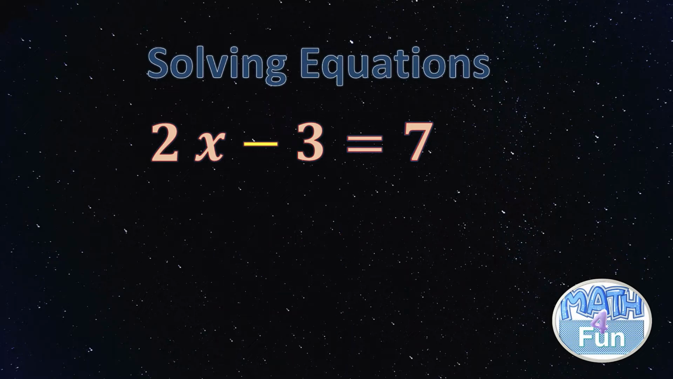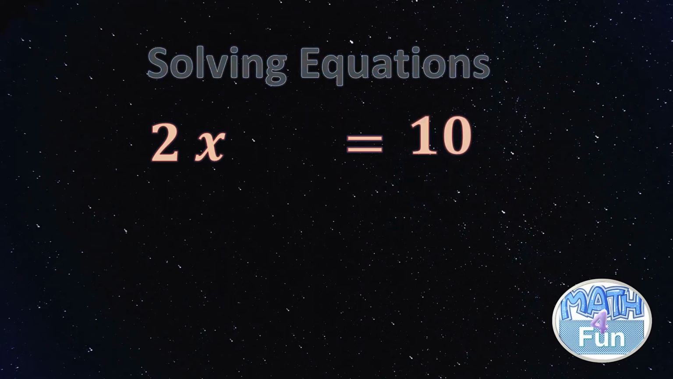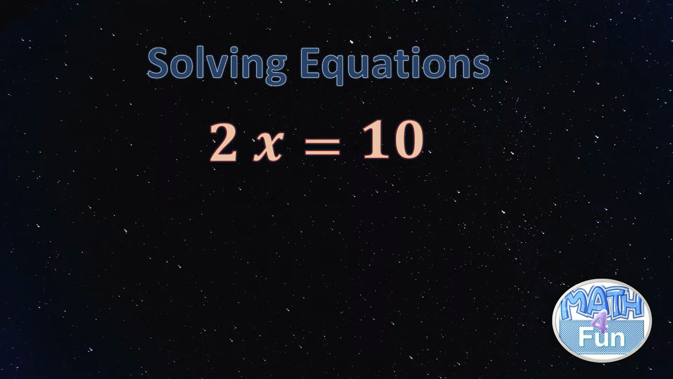To find x, first of all we look at x. X is multiplied by 2 and there is a minus 3 beside it, and then equals 7. So we start in order. We have to remove the negative 3 first. To remove the negative 3, we can add plus 3 on each side of the equation. So minus 3 and plus 3 will go, and 7 plus 3 is equal to 10. Then you will have 2x equal to 10.